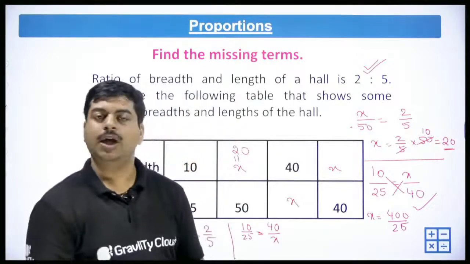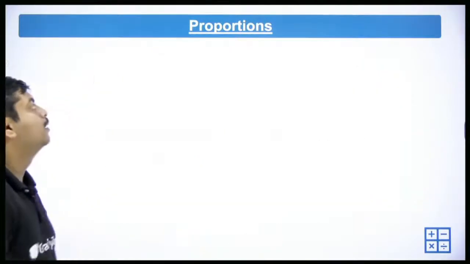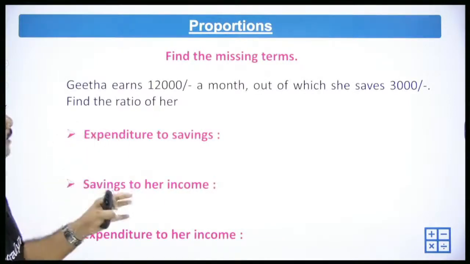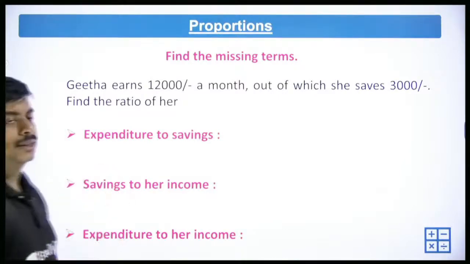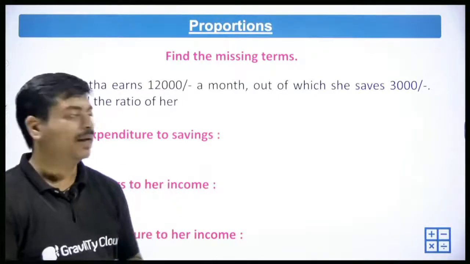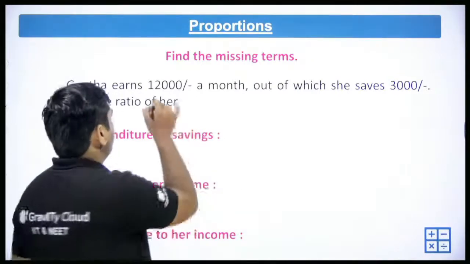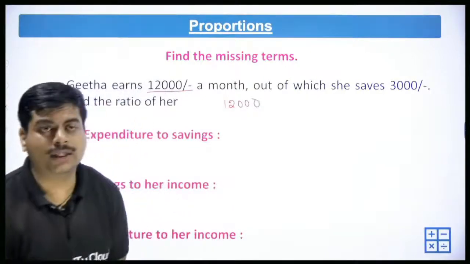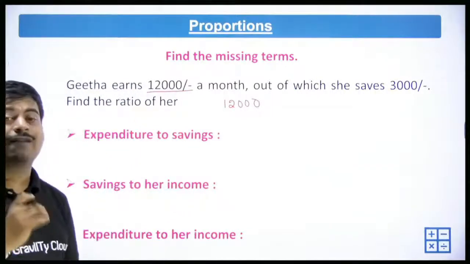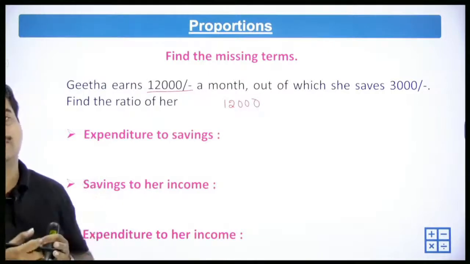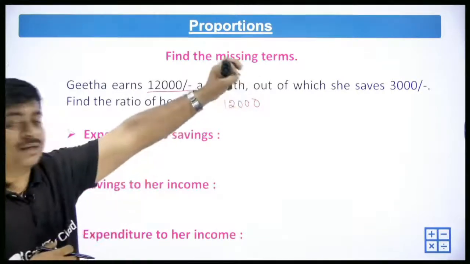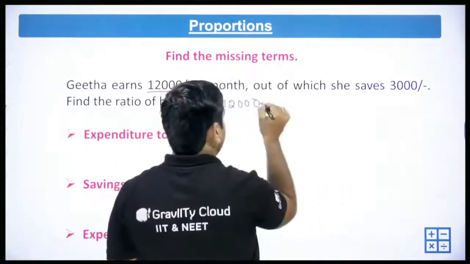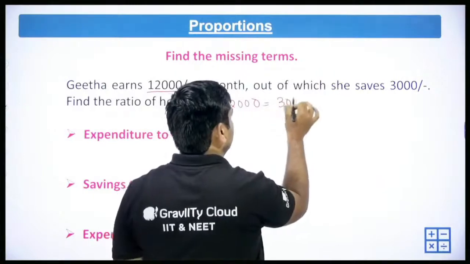Okay, let's move to one more on the same pattern. Geeta earns 12,000 a month, out of which she saves 3,000. There is a person, Geeta, she's doing some job and earning 12,000 a month, out of which she saves 3,000. That means she's saving some money for herself. How much? 3,000 rupees. Out of 12,000, 3,000 goes for saving.